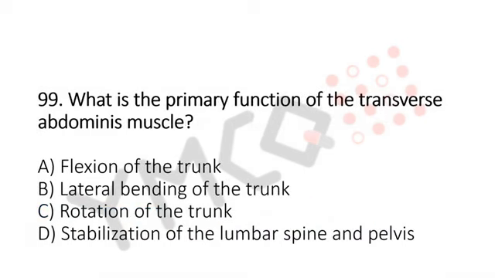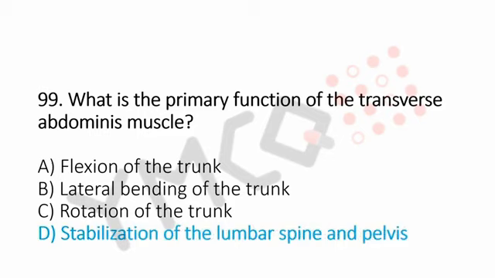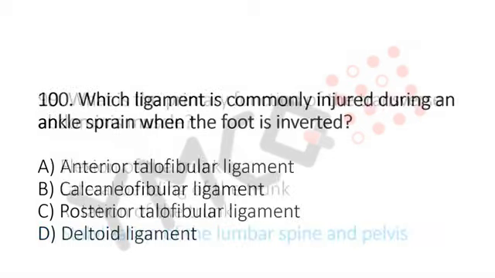What is the primary function of transverse abdominis muscle? Option A, flexion of the trunk. Option B, lateral bending of the trunk. Option C, rotation of the trunk. Option D, stabilization of lumbar spine and pelvis. And the answer is option D, stabilization of the lumbar spine and pelvis. Now let's move to question number 100.